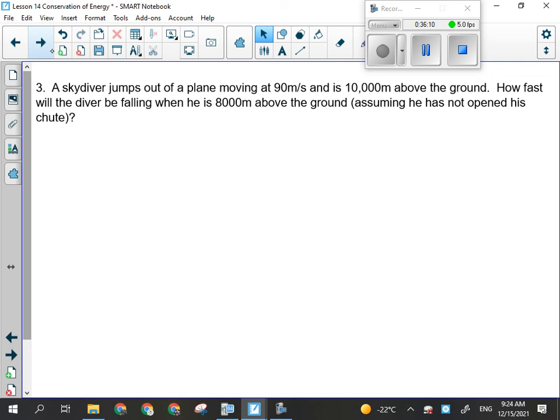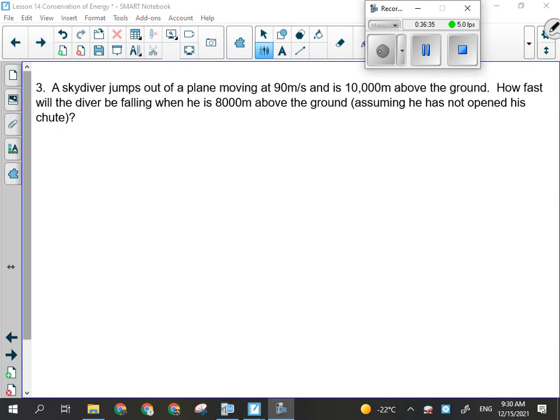A skydiver jumps out of a plane moving at 90 meters per second, 10,000 meters above the ground. How fast will the diver be falling when he is 8,000 meters above the ground, assuming he has not opened his chute? Because if he opens his parachute, he no longer accelerates due to gravity. We bring in a force, it becomes a work energy theorem problem. So that's what I'm saying, he did not open his parachute.